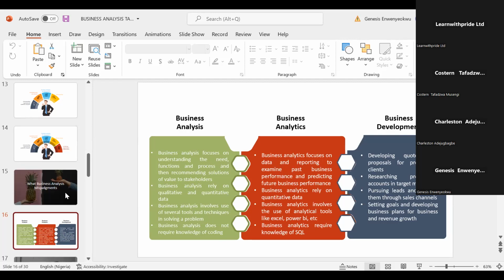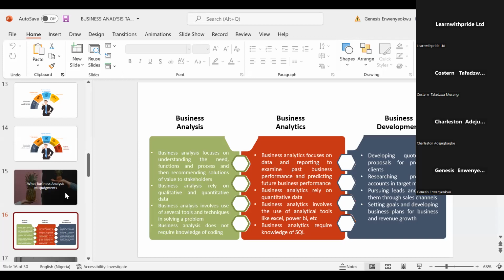Because business analysis focuses on understanding the need, functions and processes, and then recommending solutions of value to stakeholders. Whereas business analytics focuses on data and reporting to examine past business performance and predicting future business performance. And then business development is a lot more focused on sales and marketing, developing quotes and proposals for prospective clients. These are some of the distinct differences between business analysis, business analytics, and business development.